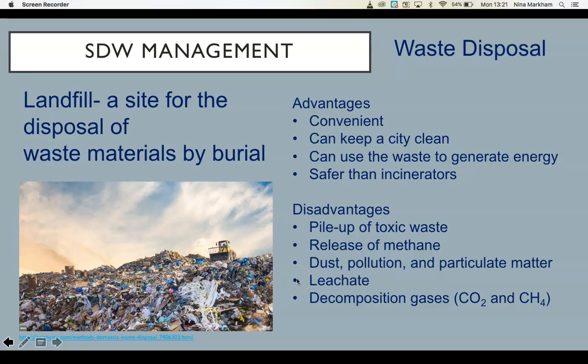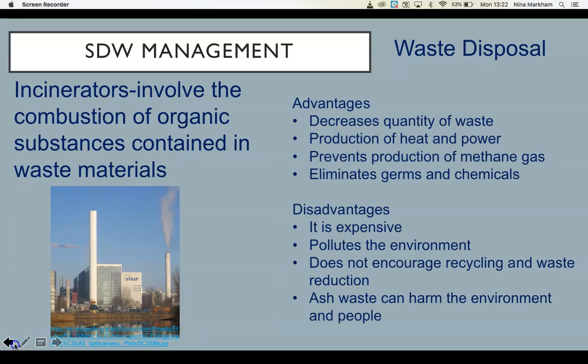There is the issue of leachate. When precipitation falls on open landfills, water percolates through the garbage and becomes contaminated with suspended and dissolved material, forming leachate. If this is not contained, it can contaminate the groundwater. And of course, the decomposition gases of carbon dioxide and methane come from rotting food and other decaying organic waste. And of course, as you know, they contribute to greenhouse gases. And this can happen in different parts of the landfill.